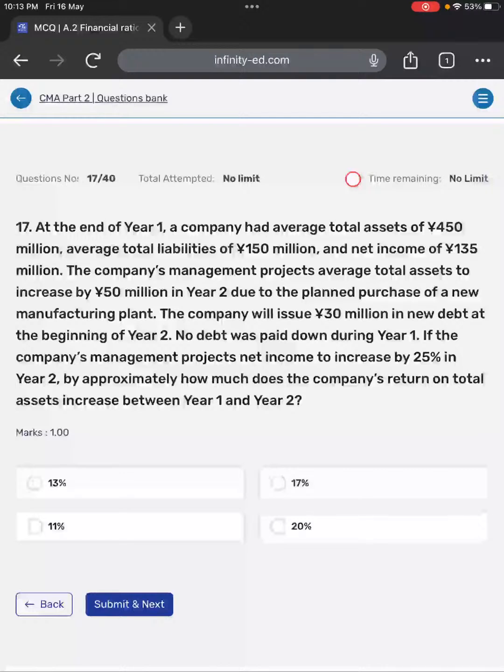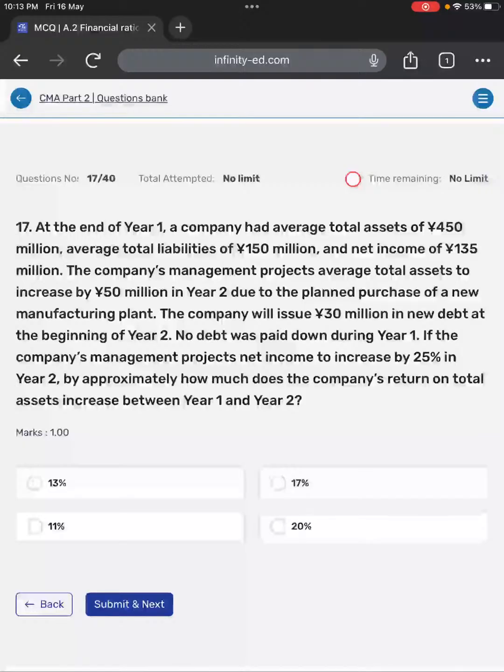Okay, return on assets. Return on assets, what? Earlier it was 135 divided by 450, multiplied by 100, equal to 30%. 30% return on assets, and now the return on assets will be 135 plus 25% increase, divided by 500.